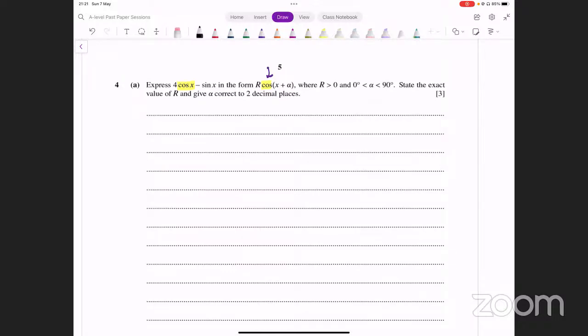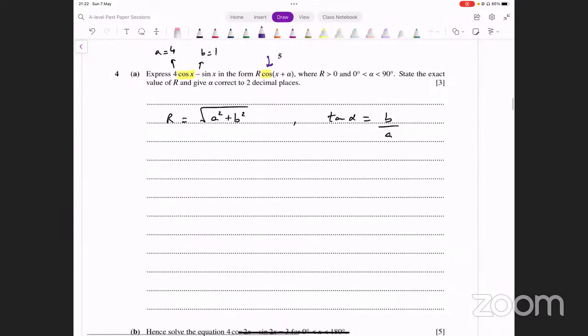अच्छा, so पहला number क्या लिखा हुआ है यहाँ पे? This number is a, so you'll say this is a equal to 4. The second number you have minus here, साथ 1 लगा है, इसका मतलब है आपको सिर्फ positive number consider करना है. You would say b equals 1. Okay, and once you have written down the values for a and b like this, you just use these two formulas, r equals square root of a square plus b square, and tan alpha equals b over a. Okay, now all you have to do is just input values here and see what that gives you.